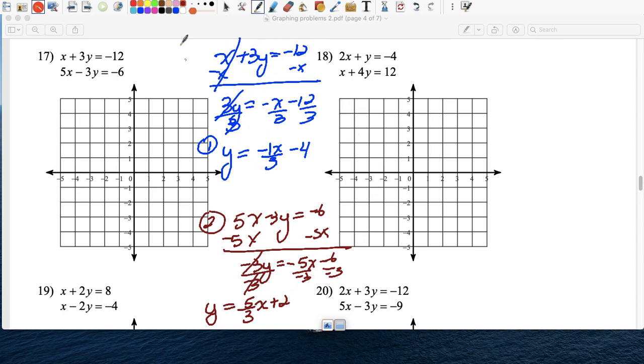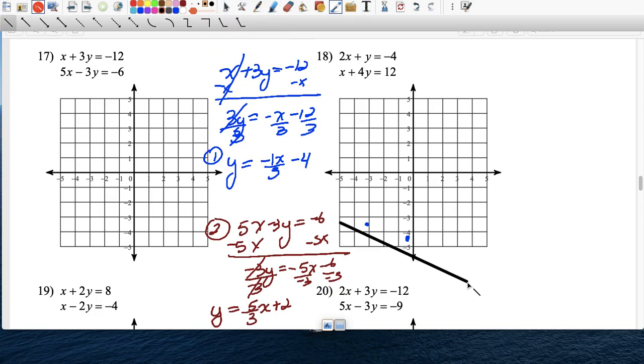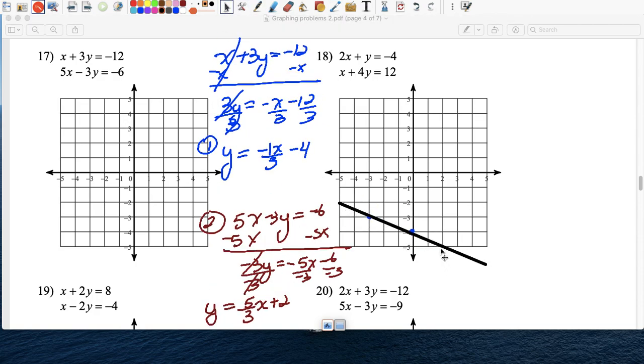So let's start with the first one. So the y-intercept is negative 4 right here. And it's a slope that goes down, and the slope is 1 over 3. So I'm going to go up 1, and then I'm going to go left 3, right? Because when I connect the dots, it has to be a downward slope. So here's my slope. There we go. Arrow, arrow. I'll call this negative 1 over 3x minus 4.